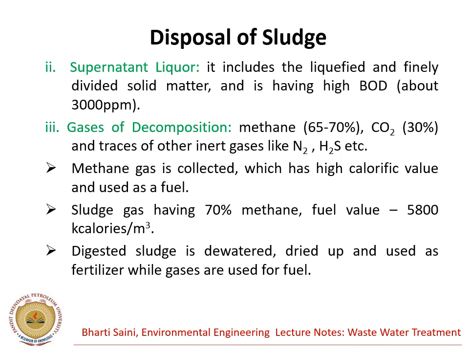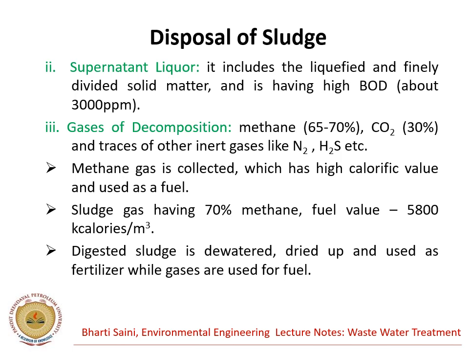Third is gases of decomposition. This is a mixture of different gases which are evolved during the digestion process, like methane, CO2, and traces of other inert gases like nitrogen, hydrogen sulfide, etc. The proportion of methane is very high, 65 to 70%, and CO2 is around 30%. Methane gas is collected, has a very high calorific value, and is used as a fuel.